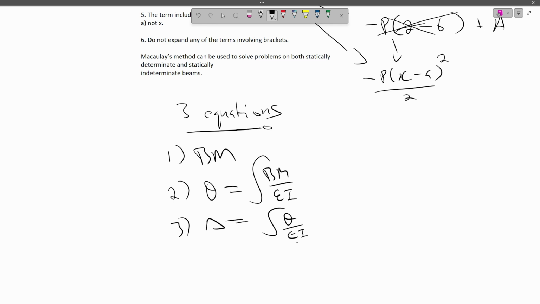In the next video, we're going to look at an example on how to tackle Macaulay's method. Now, before we end, Macaulay's method can be used to solve any problems on both statically determinate and statically indeterminate beams.